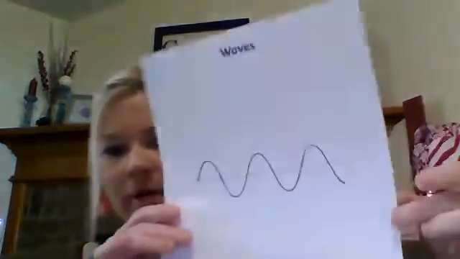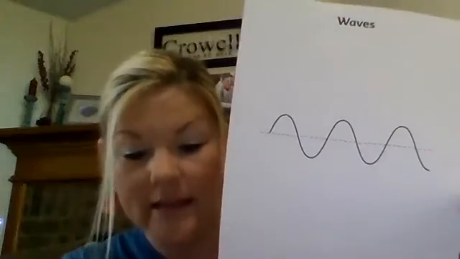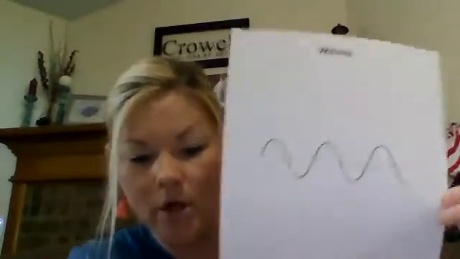Okay, then it says draw your own basic shape of a wave and use this document. This is the document, waves, then label. And so now you're going to label all the parts of a wave.